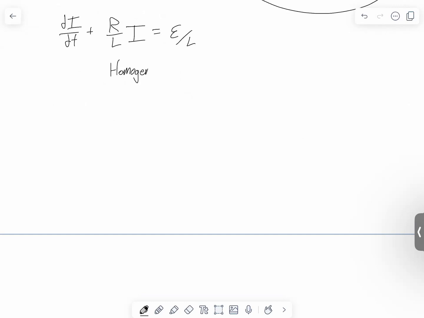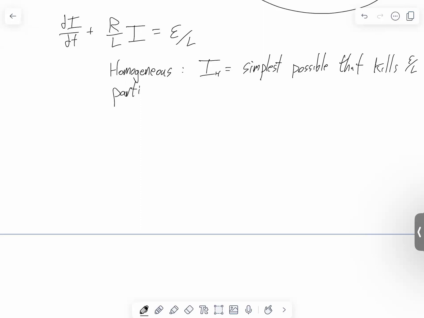Homogeneous? I think I always mispronounce that. Homogeneous part, IH equals the simplest possible that kills the inhomogeneity, the term without an I in it. And then what is it called? The particular solution? Someone who's had this more recently than, oh my God, 19 years ago. Tell me if my terminology is wrong.